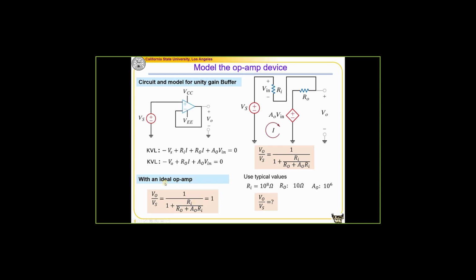And we can verify the accuracy of an ideal op-amp model by applying typical values. Say Ri is equal to 10 to the power of 8, RO is equal to 10 ohm, AO is equal to 10 to the power of 16. We plug these values in there, and we get a number that is very, very close to 1.